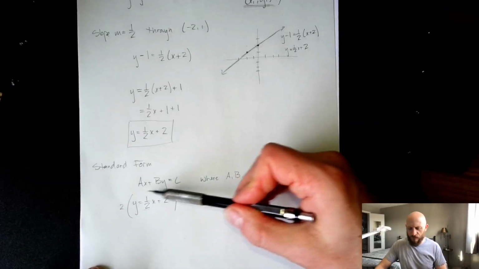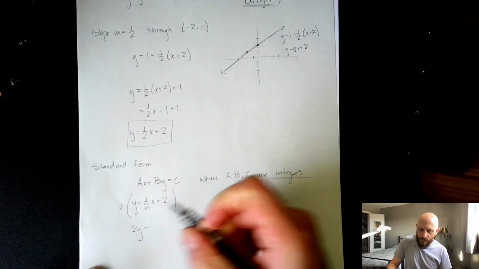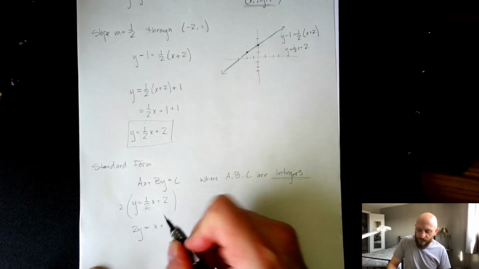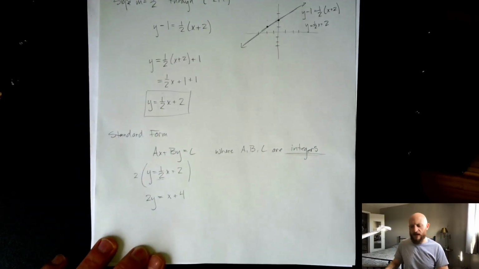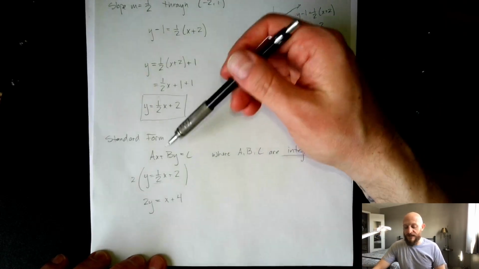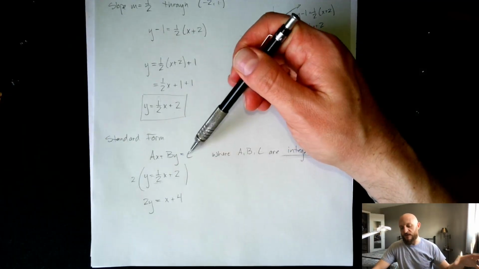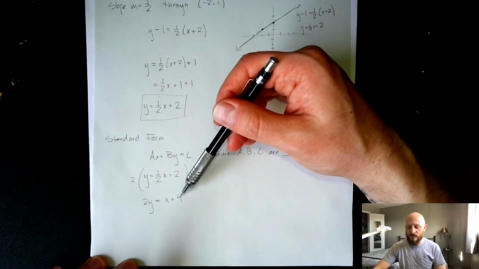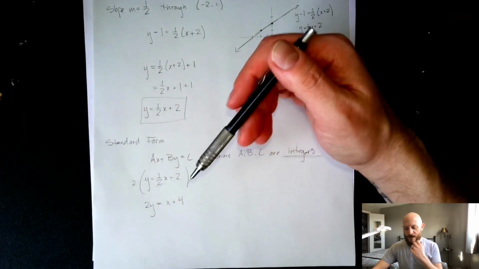So this 2 gets distributed to everything. 2 times y is 2y. 2 times 1/2 is 1, so that just becomes x. 2 times 2 is 4. So that's kind of step 1. I no longer have any non-integers in here. The last thing is that the x and the y have to be on the same side of the equation, and the standalone constant needs to be on the other side of the equation. So my standalone constant is 4. I need to move x over to the right.